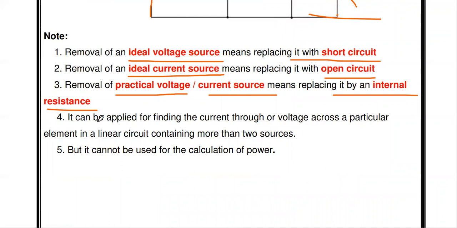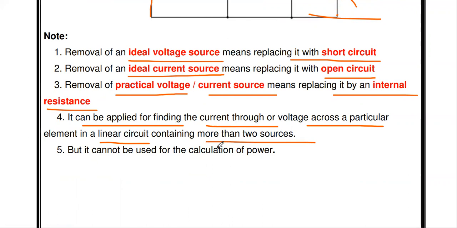Using this superposition theorem, it can be applied to calculate the current through any branch or the voltage across any particular element, as you already know. And it can be applied to linear circuits. In order to solve the problem, the circuit must consist of two sources or more than two sources.